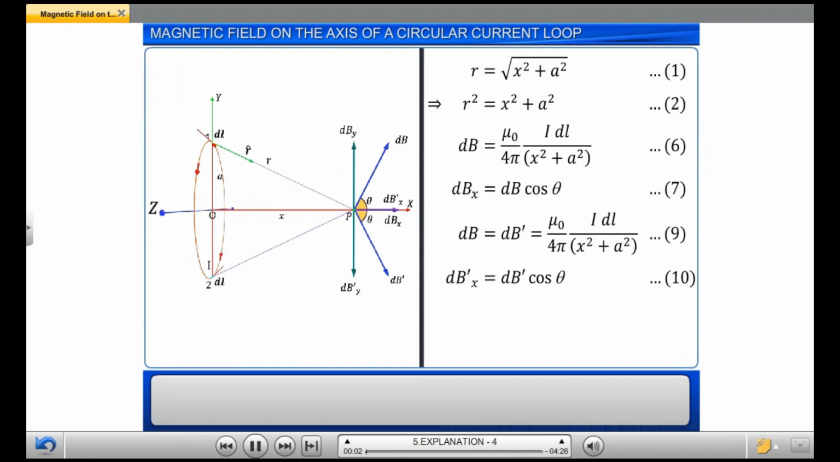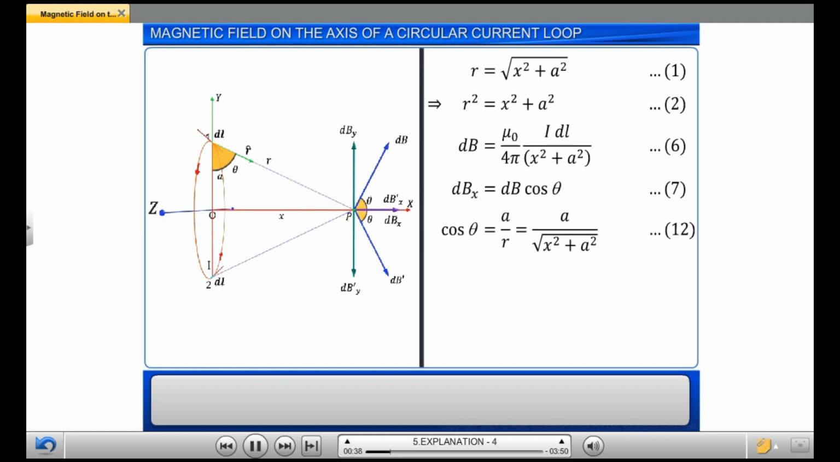The net magnetic induction at the point P is now the sum of all the components of dB along the x-axis. By the geometry of the figure, the angle between the radius of the circular loop and the line joining the element to the point P is theta. Cos theta is equal to a by R, which is equal to a by square root of x square plus a square. Let this be equation 12.